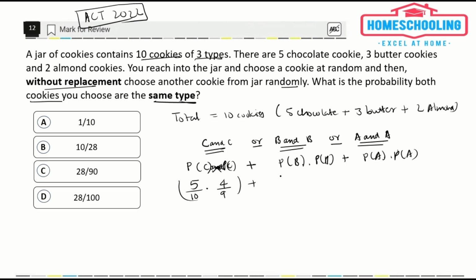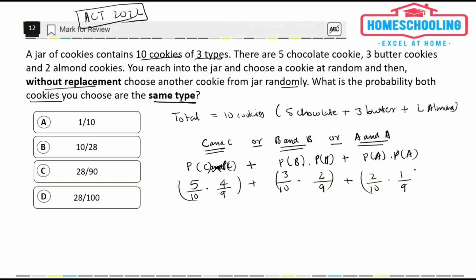Similarly, the total number of cookies is 10, and butter cookies are 3. After taking one butter cookie out, we are left with a total of 9 cookies, and we have already taken one butter cookie out, so now we'll have only 2 butter cookies left. Similarly, almond cookies: the total number of cookies is 10, and we have 2 almond cookies. Now we have already taken one almond cookie out, so we are left with a total of 9 cookies, and only one almond cookie.